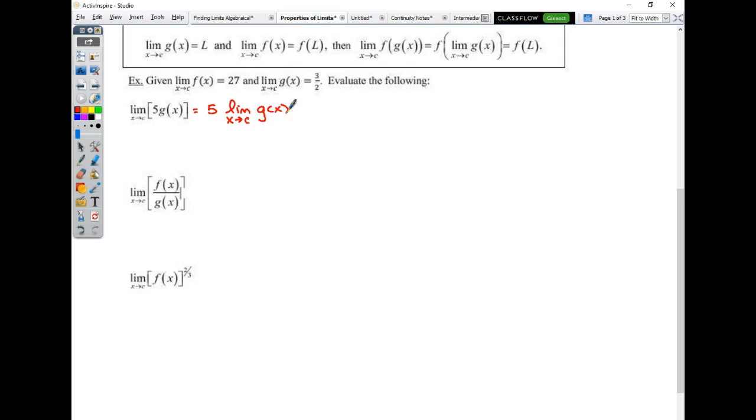Well, I know what the limit as x approaches c of g of x is. It's just 3/2. This is 5 times 3/2, better known as, and you're done. What? That wasn't bad. Obviously, I'm just trying to trick you.